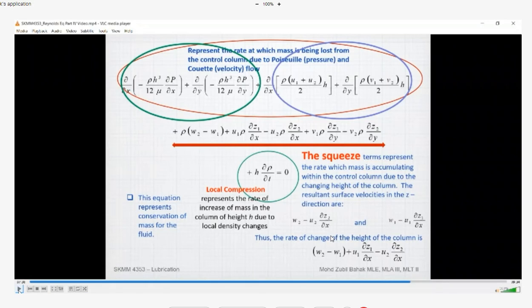Okay, is it a long equation? Alright, it is a very long equation, and it is combining the pressure and also the shear stress. That's why you have this Poiseuille and also Couette term. At the same time, you have this squeeze term. And lastly, you have this local compression.